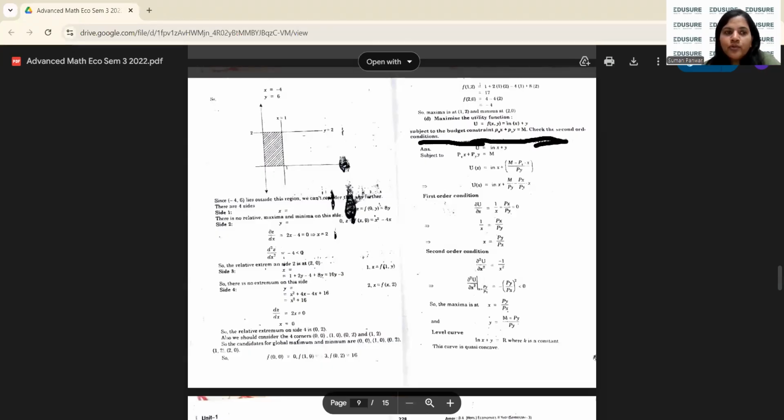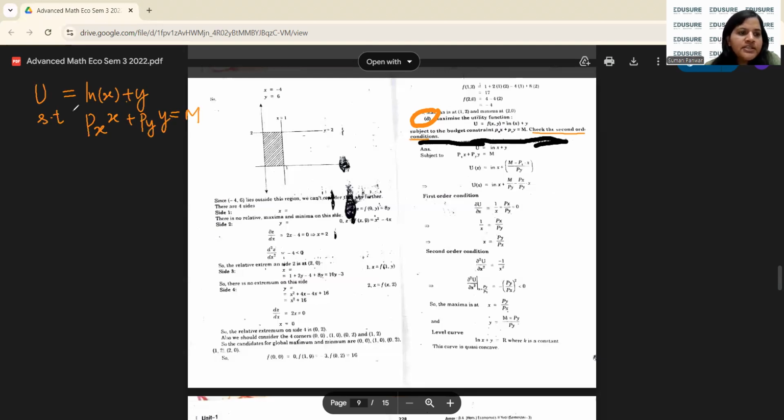TU 2022 Advanced MME question number 5D. Maximize the utility function u = f(x, y) = log x + y, so u = log(x) + y, subject to the budget constraint px·x + py·y = m. Check the second order conditions.